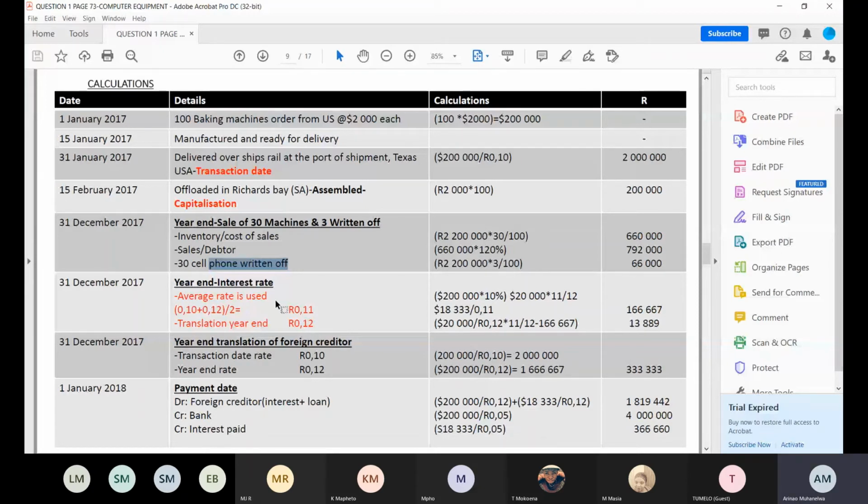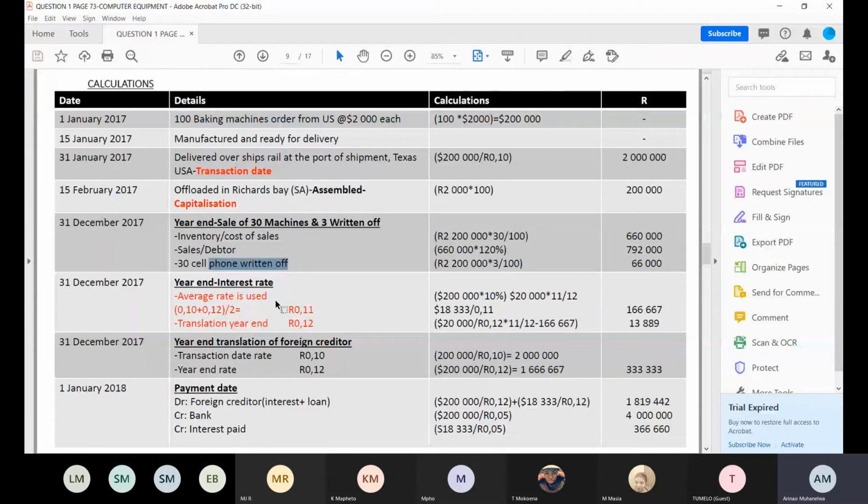And this is where now we know that there was a sale of 30 machines and 3 were written off. As I've just indicated, that means that our total inventory that day was 2.2 million, 2 million plus 200,000. So now we want to determine the value of those that we sold. It's only 30 out of 100, right? 30 out of 100 multiplied by 2.2 million is going to give you 660,000.